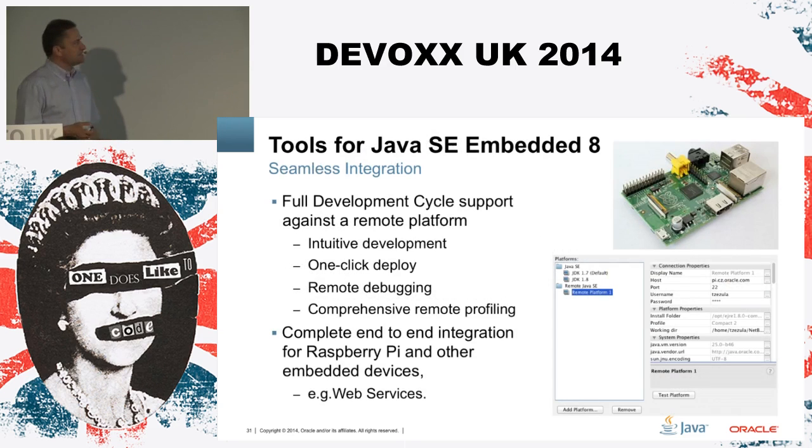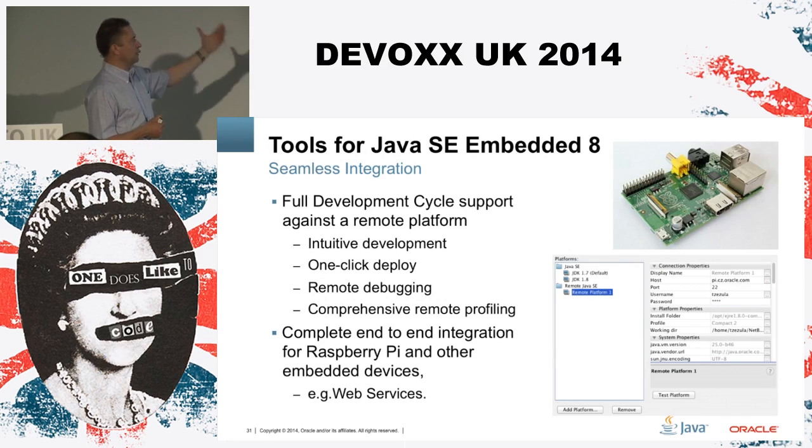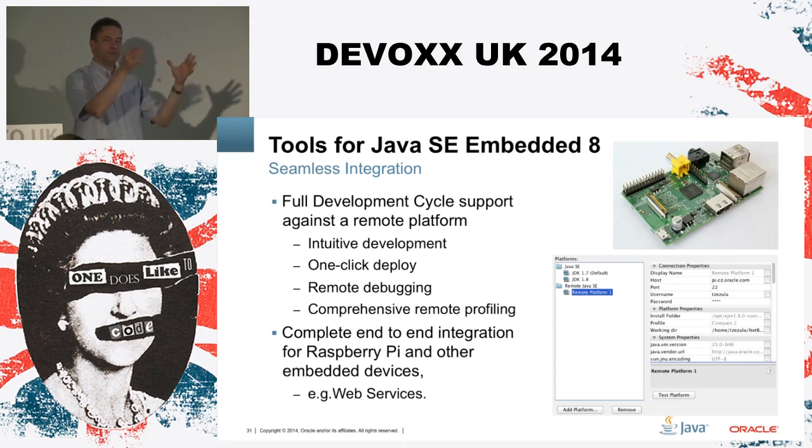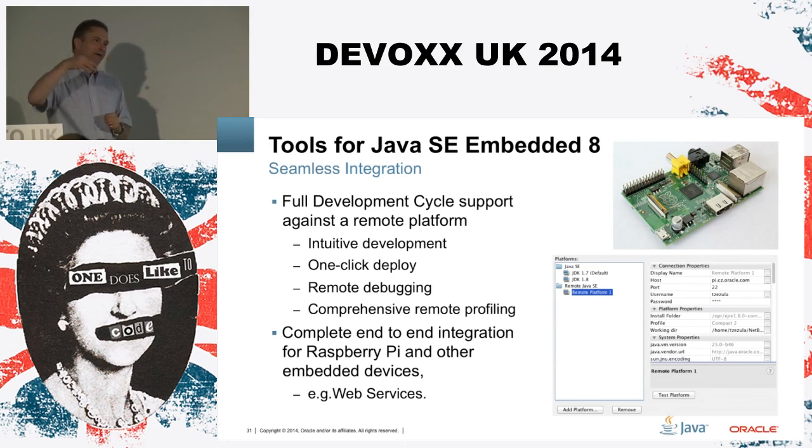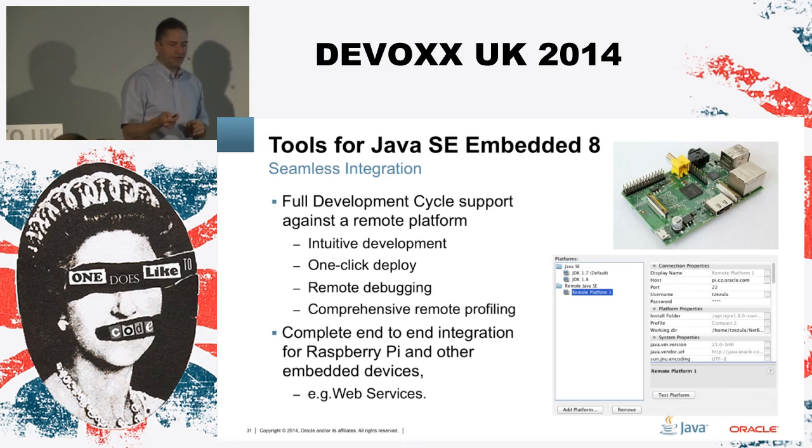Tools for Java SE 8 embedded. Again, NetBeans. We've made changes to that. So what we've tried to do there is to simplify the process in terms of deployment. So now you can actually link to something like a Raspberry Pi, and you can do one-click deploy from your laptop to the Raspberry Pi in terms of doing testing. You can also do remote debugging and things like that.